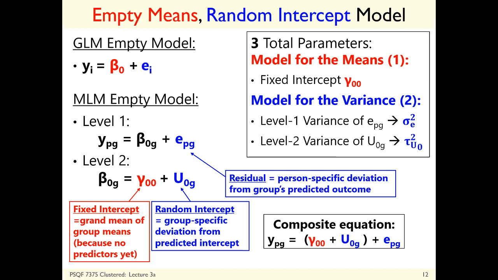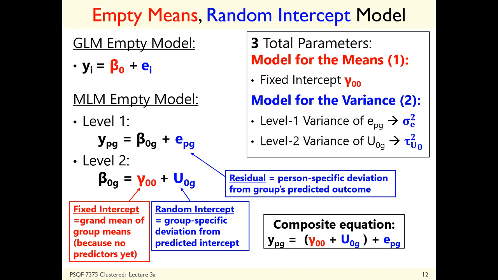In this slide and the ones that follow, terms that go with the model for the means are red, and terms that go with the model for the variance are blue. And there's a reason why this beta 0g is still black. This is not a parameter. It is a placeholder for other parameters. It shows up as an outcome then at level 2. So beta 0g is the group specific intercept.